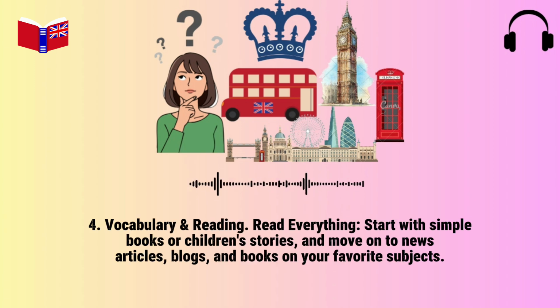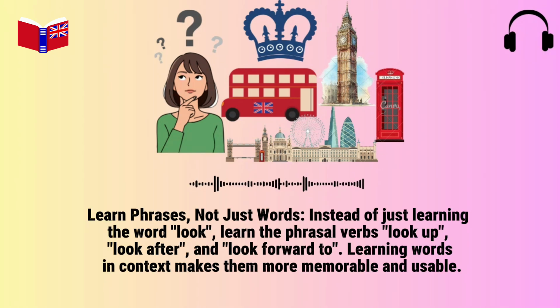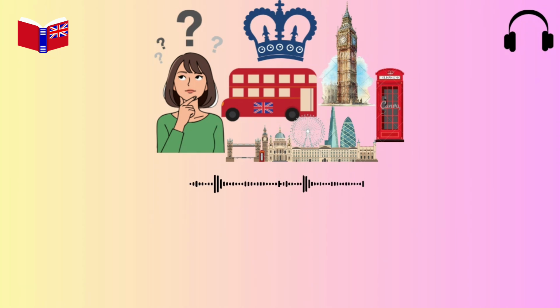4. Vocabulary and reading. Read everything. Start with simple books or children's stories, and move on to news articles, blogs, and books on your favorite subjects. Learn phrases, not just words. Instead of just learning the word look, learn the phrasal verbs look up, look after, and look forward to. Learning words in context makes them more memorable and usable.